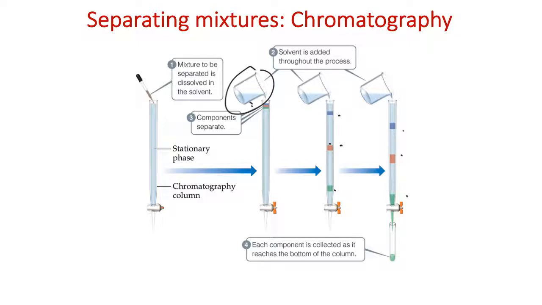So you can imagine that the column is just something that has a solid material with a bunch of different functional groups, or things that can bind molecules as they're flowing through. And if things are more sticky, if they maybe have more types of functional groups on them that are attracted to the stationary phase, that solid material in your column, it's going to take them longer to flow down the column.